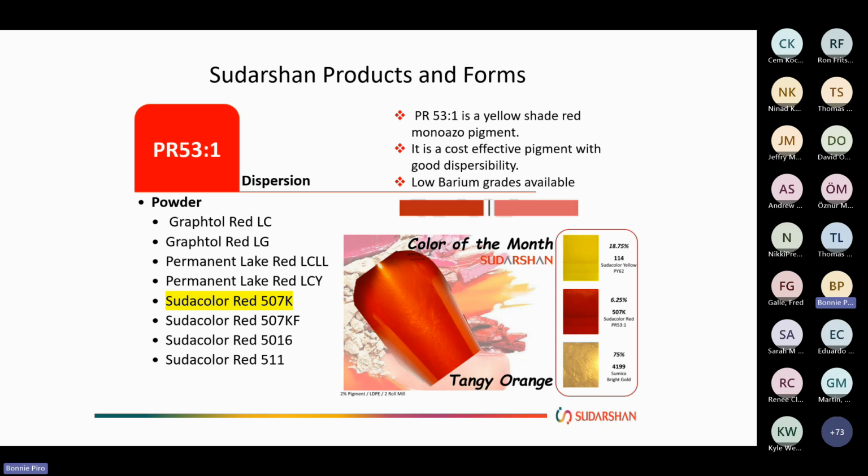Going back to this tangy orange color development, this is a combination with the Pigment Yellow 62 to be able to get that lovely orange color with the gold mica in that plastic formulation.